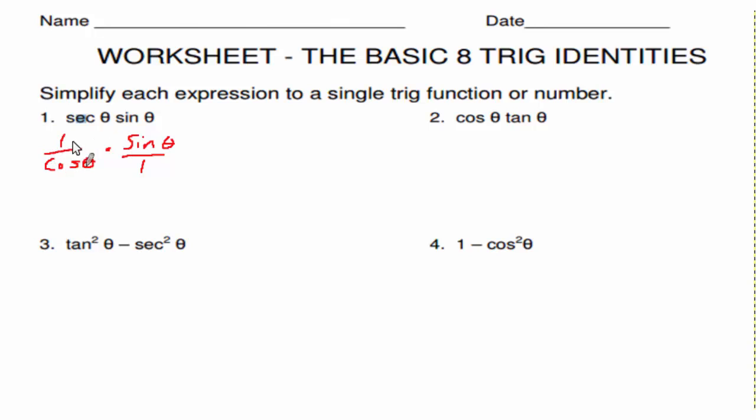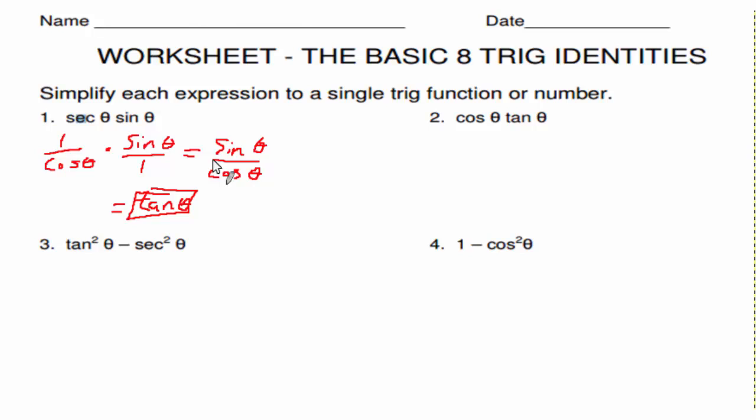So if I multiply straight across, 1 times sine theta is sine theta, and cosine theta times 1 is cosine theta. And I know that, at least by now, sine theta over cosine theta should equal tangent theta. That's what that is. So that's the answer for that one. Okie doke. So we're going to go to number 2 here.